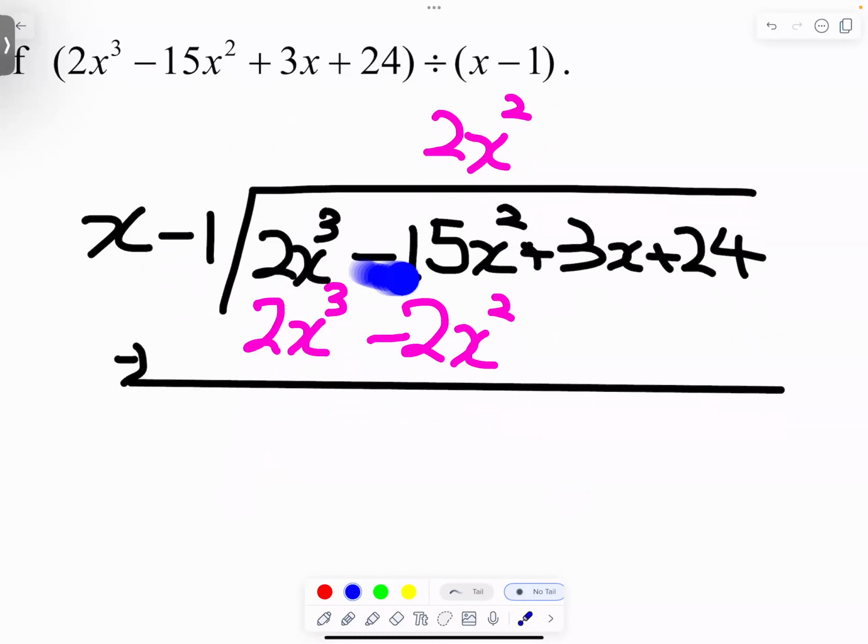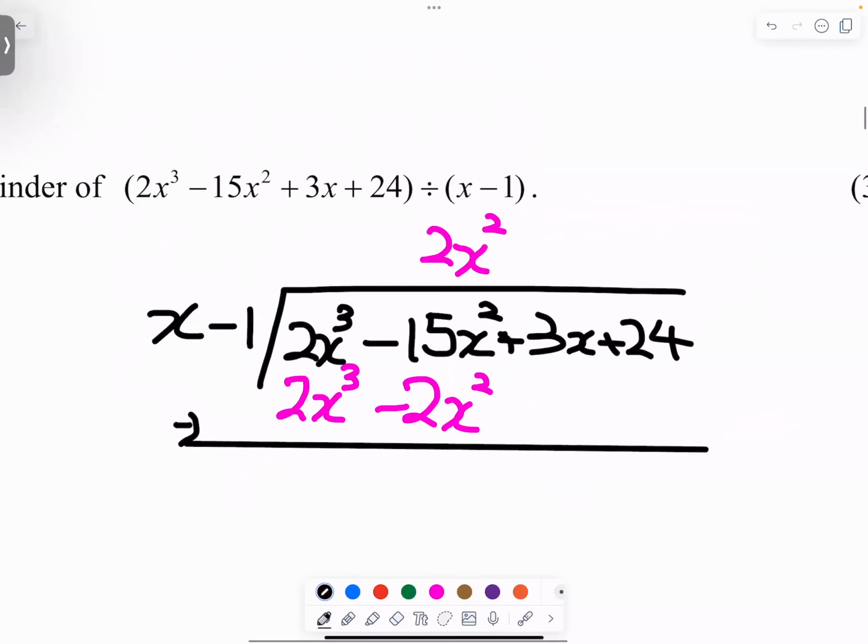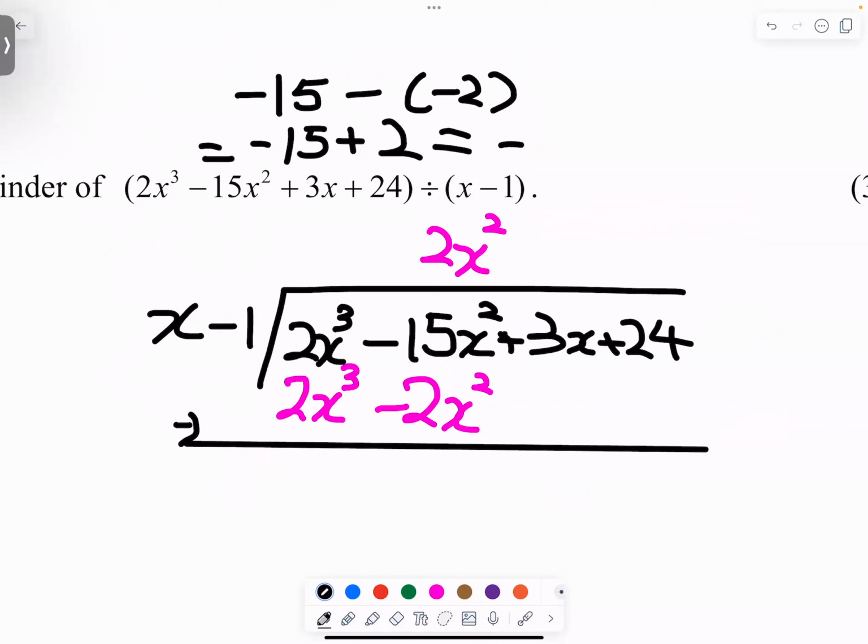How about this one? Negative 15 minus negative 2. So you do it like that. Negative 15 minus negative 2. That's why we did the earlier practice, because it's always related. So you will have negative 13x squared. And the rest of the things, no change, so just copy down.